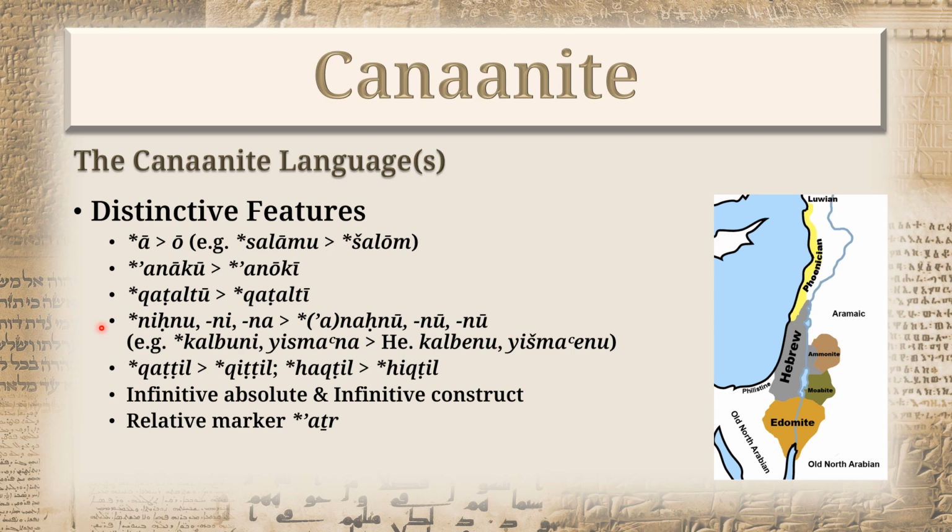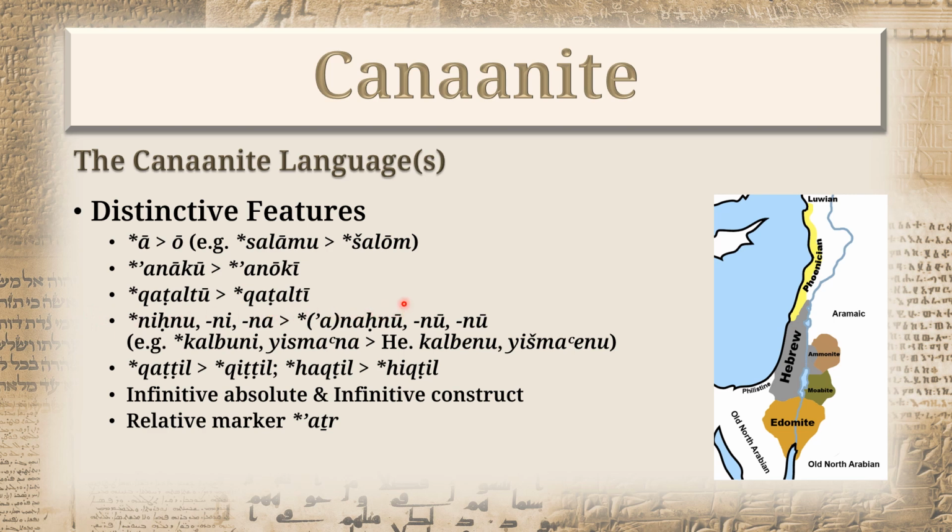The next feature is the shape of the endings for first person plural pronouns. So in Proto-Semitic we had nihnu, ni, na. So nihnu is the independent pronoun, thus nominative. Ni is the genitive form, which means it is attached to nouns. And na is the accusative form, which means it is attached to verbs. So for example, in Proto-Semitic, our dog would have been kalbuni, and he heard us would have been yisma'na. So yisma' in Proto-Semitic was probably the form of the past. Yisma'na, he heard us.